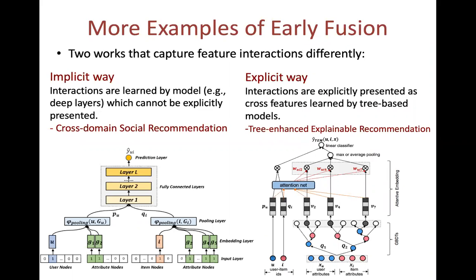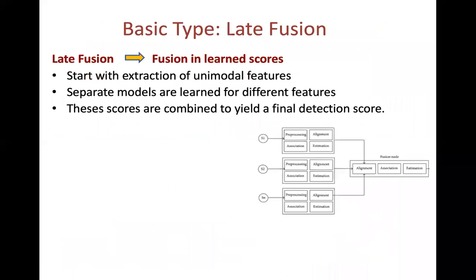But we also can do it in an explicit way, when you have the interactions explicitly presented as cross-features learned by tree-based models, for example, right? You can actually learn the features, not necessarily just combine them in this way. Or you could also have some linear algebra approaches like PCA to combine features and use your principal components instead of the actual original space to run your machine learning approaches. Yeah, so there are many ways.